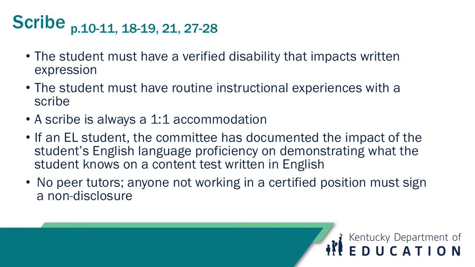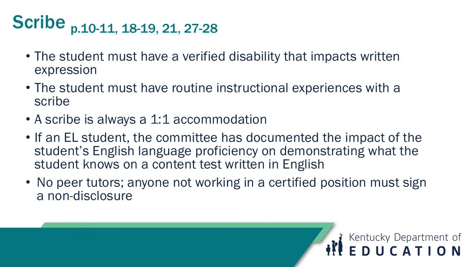Keep in mind these rules apply to any scribe in any testing environment. A student must have a verified disability that impacts written expression. Examples may include dysgraphia or neurological disorders that impact the motor skills needed for writing. A student cannot be given a scribe just because they have bad handwriting or write or type slowly. The student plan should include data supporting the need for a scribe. A scribe must be used in routine instruction, but should not be a replacement for instruction or technology. A scribe is always a one-to-one accommodation.